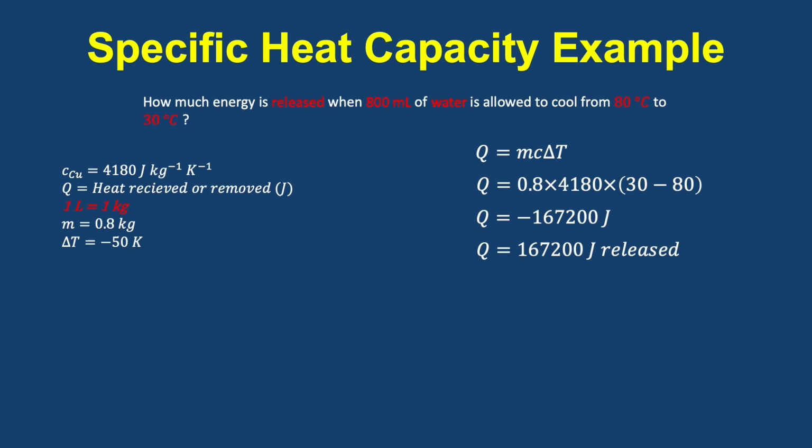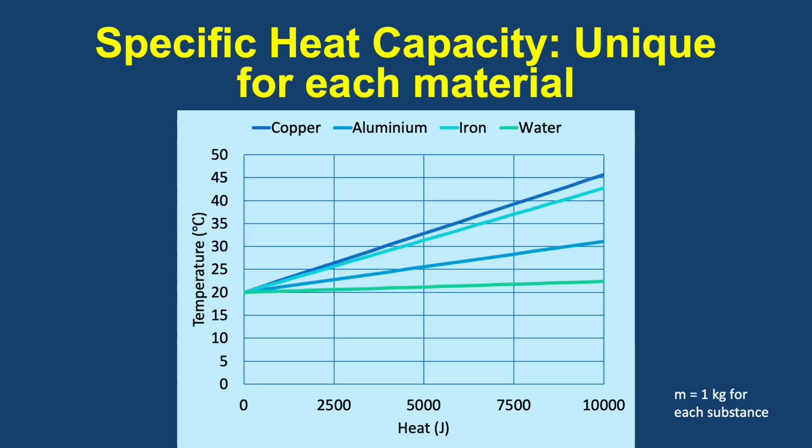Having now played around with a specific heat capacity equation and having done a couple of calculations, let's now look at the fact that specific heat capacity is a unique property for all materials. This can be illustrated in the graph below. In this graph, we see 4 different materials: copper, aluminium, iron, and water. Each of these materials is 1 kilogram, and this graph shows that the temperature of each of these 4 different materials is changing as we add heat to each of them. So this graph shows the results of an experiment that was done at some point in the past in some lab somewhere in the world.